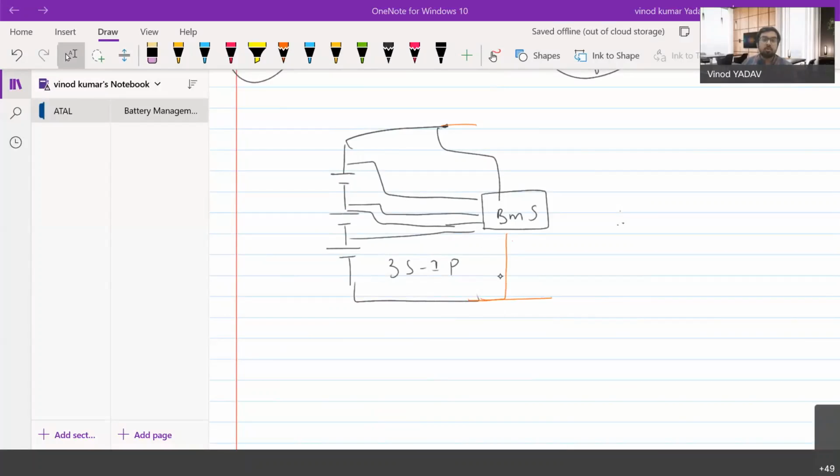So this BMS will not only check the status of each individual cell, it will check the status of the whole battery pack. Apart from this, the BMS will also measure the current, or we can say the charge that flows during the charging as well as the discharging mode. So for that we have a current sensor. And like sir already told, it can be a shunt or Hall effect sensor.